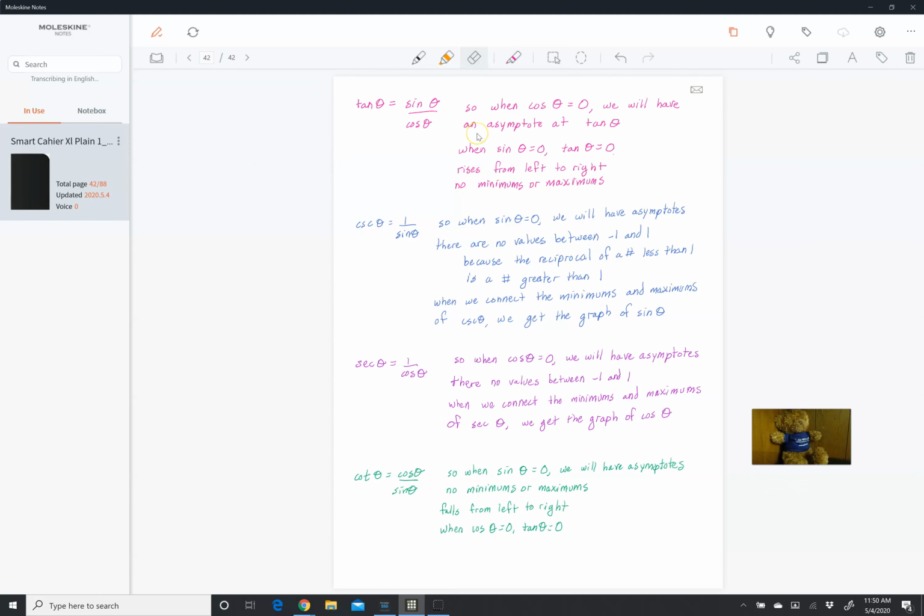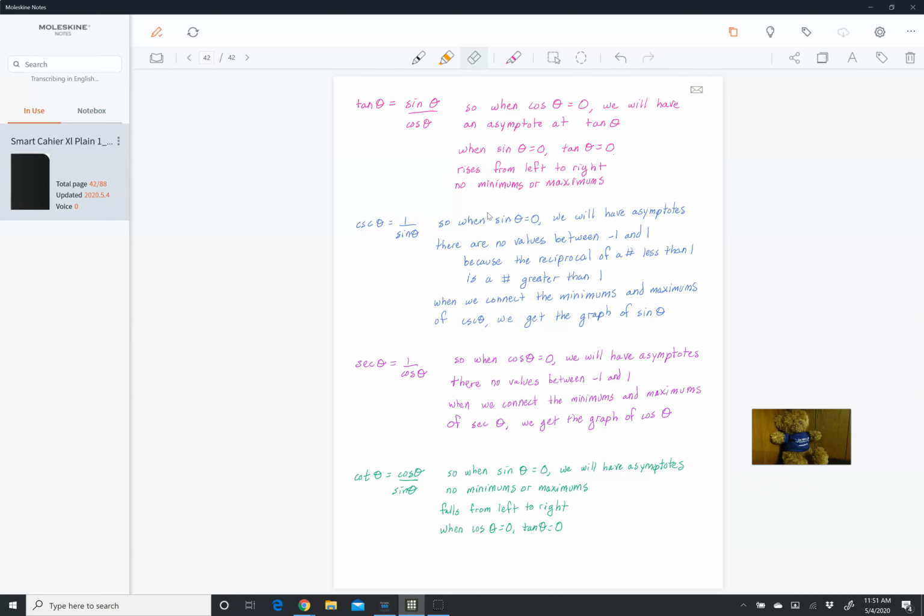Okay. So how do we distinguish between the graphs? We're looking for asymptotes. If it has asymptotes, it's got to be one of these four. We're looking at where those asymptotes are located. If the asymptotes are located when cosine is 0, then it's either going to be tangent or secant. Now, just to distinguish between tangent or secant, we could look: do they have minimums or maximums? If they do, then it's secant, right? If they don't, then it's tangent. So that's how you can distinguish between them.